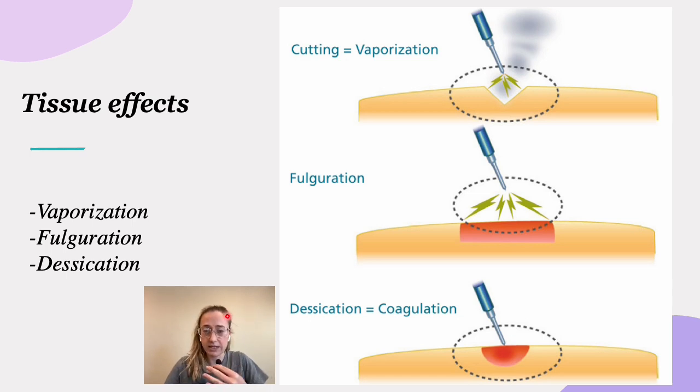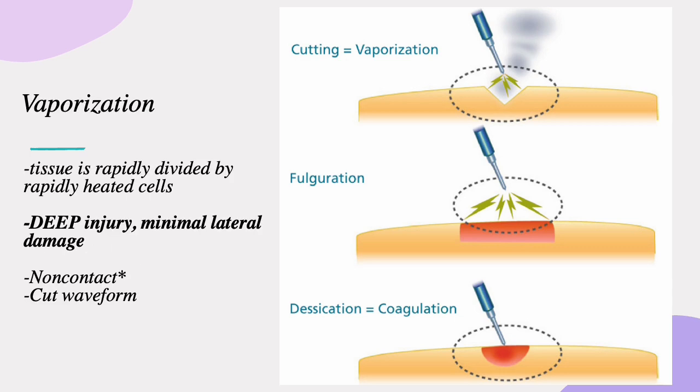Okay, now completely separate but tissue effects. There's vaporization, fulguration, and desiccation. So we'll talk about each one here. First is vaporization. And so this is when the tissue is rapidly divided by rapidly heated cells. This is this first one here. It's a deep injury with minimal lateral damage. Vaporization is a non-contact form of dividing cells, and it's the cut waveform. So as we mentioned earlier, on cut, when you're kind of just above the tissue, you're vaporizing tissue.